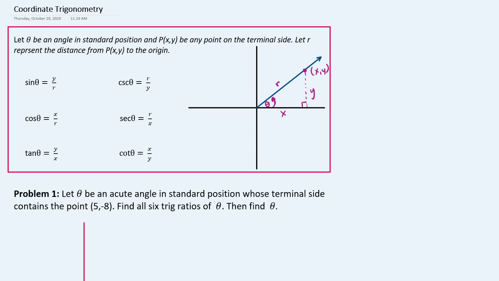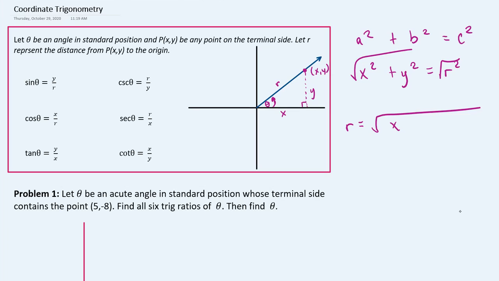When we're trying to find a missing side, like the radius or the x or the y, you use the Pythagorean theorem. So if we're using a squared plus b squared equals c squared, in this case, that would mean it's x squared plus y squared equals r squared. So that means that to get r by itself, we could square root both sides of the equation. And so that means your r value, your radius, can be found by taking the square root of x squared plus y squared.